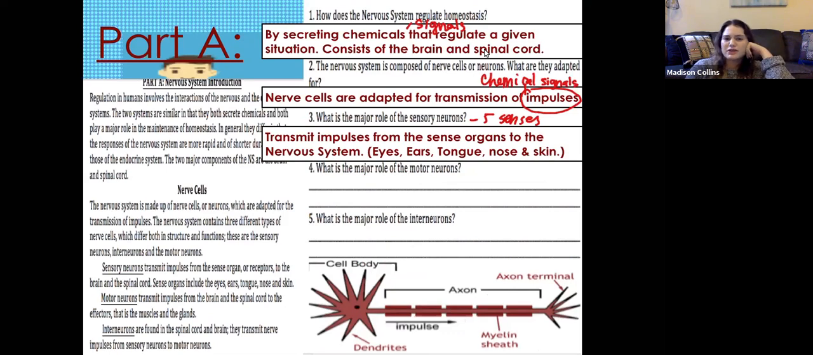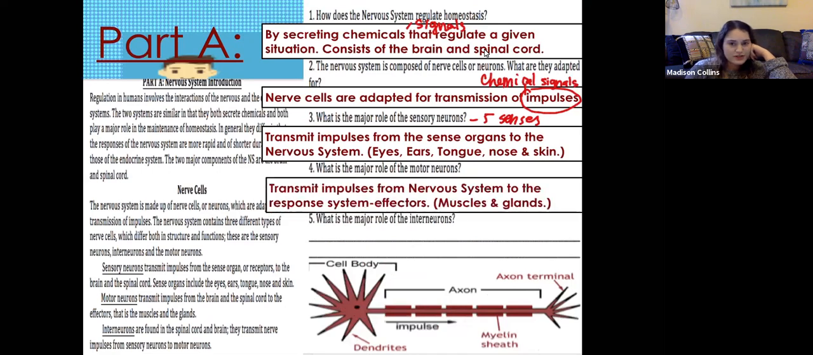But what's the major role of the motor neurons? Well, the motor neurons are going to transmit impulses from the nervous system out to the response system, to your effectors. Remember, effectors are what's doing the job, so specifically your muscles and your glands. So when you think of motor neurons, think of movement. Action is about to happen. But in order for that to happen, there has to be an interpreter, and that's when our interneurons come in.